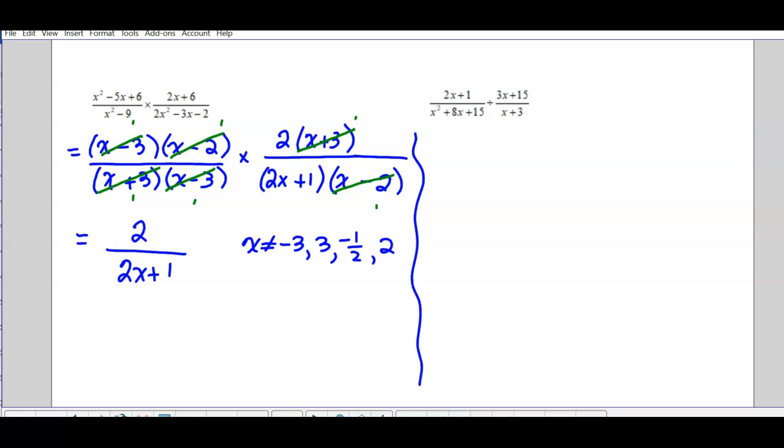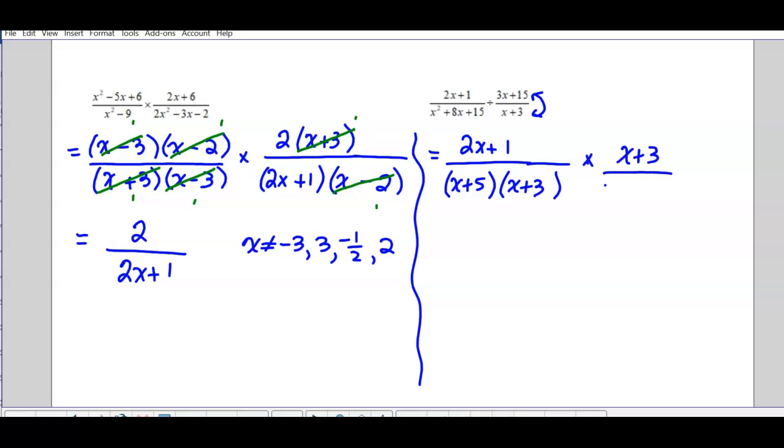Next one, notice how it's a division. So really to save yourself 1 step, you can factor as you go. Okay? So numerator is 2x plus 1. Denominator, there's nothing to factor in that numerator. Okay, denominator, 2 numbers that multiply to 15 add to 8 are 5 and 3. Now we're going to invert and multiply. So change it to multiplication. So the x plus 3 goes in the numerator, nothing to factor. The denominator 3 is common, so I factor out the 3.